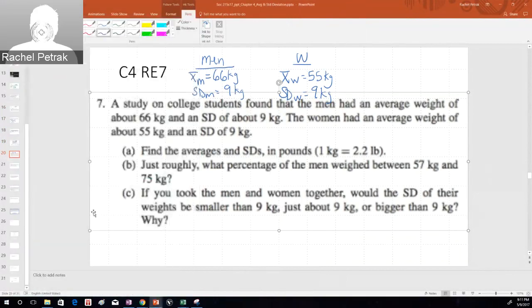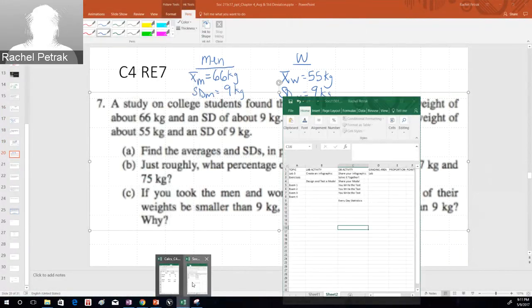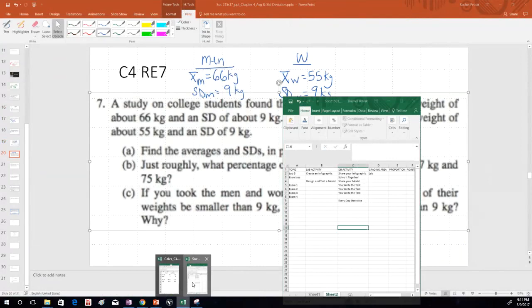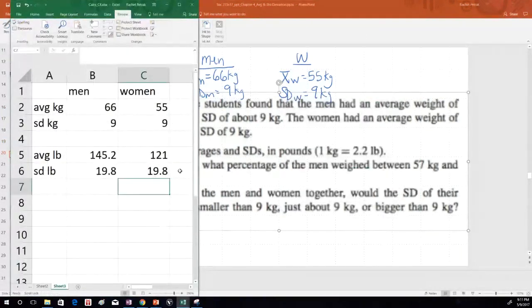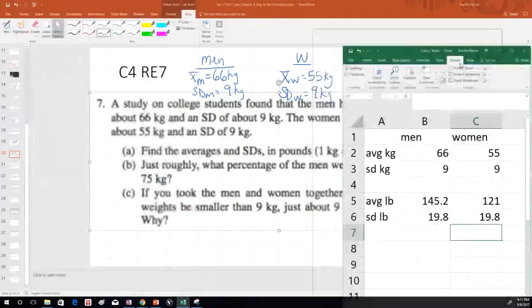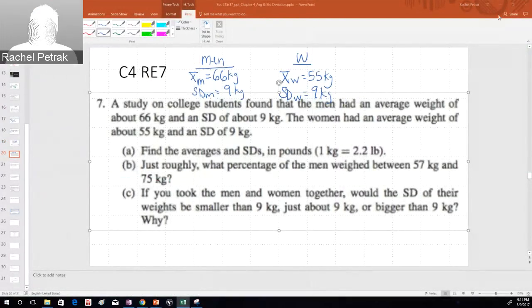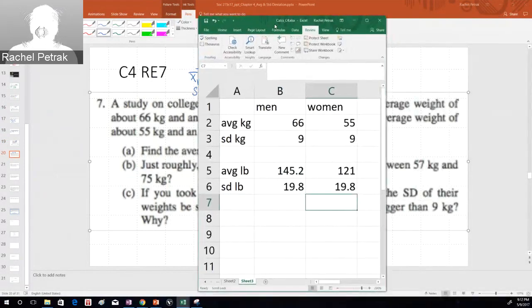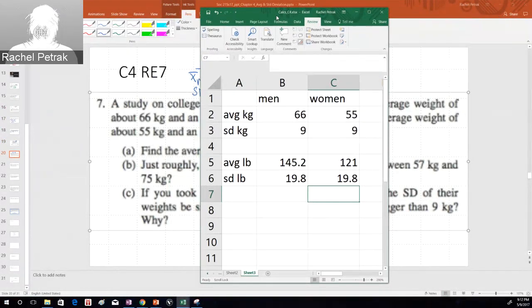Okay, so back into our problem. I'll bring it back in a minute. We found the averages and standard deviations in pounds. I'm not going to write them in. We saw them right here in case you wanted to reference that back.